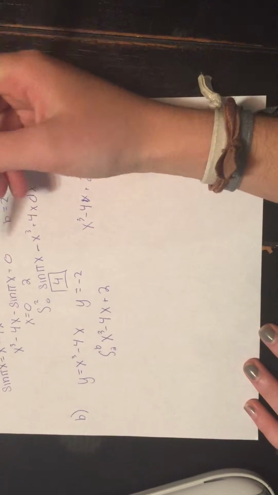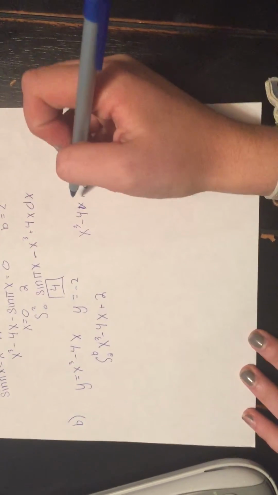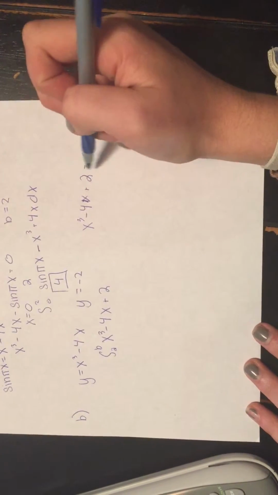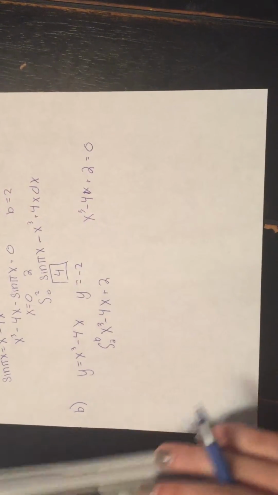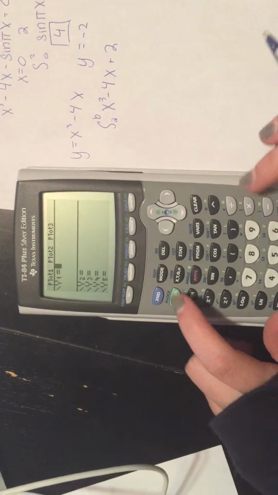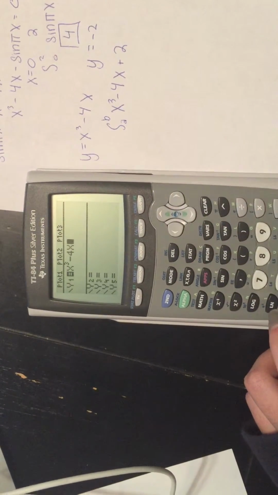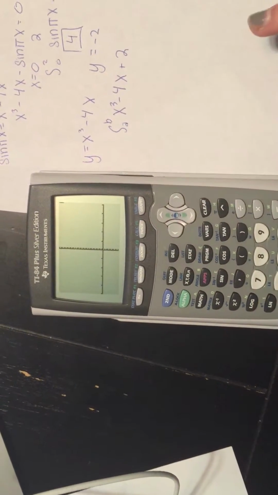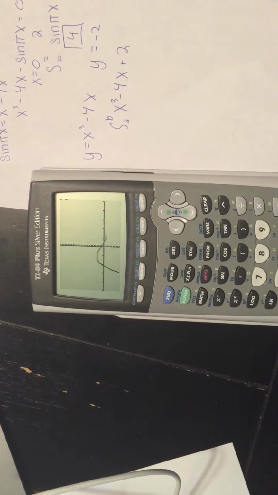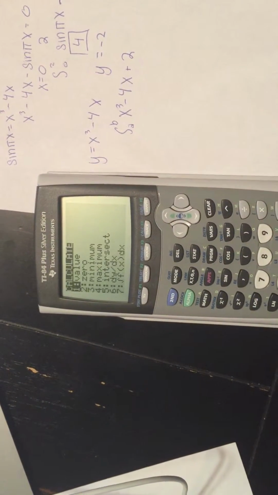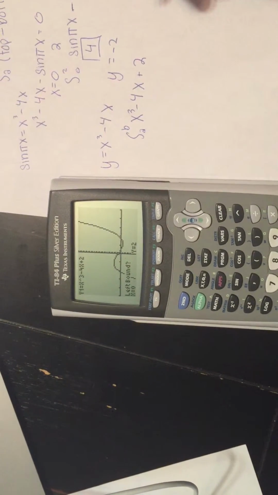So first we have to find a and b like we did before, and we're going to set the equations equal to 0, then move the -2 over to this side. So we're going to take our calculator and press y equals, clear the previous formula, enter x cubed minus 4x plus 2, graph it, press the calc button, press the zeros, and then find the zeros.